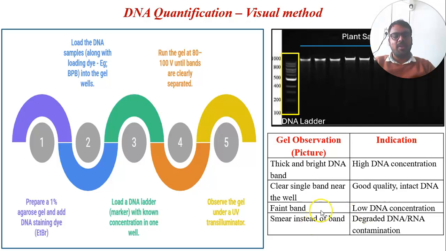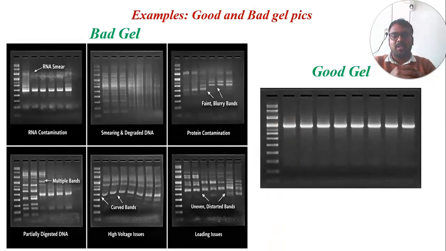Or else, if instead of a clear band, smear bands are observed, then we can say that there might be a chance of RNA contamination, or there might be a chance that the DNA is degraded. You can see in the next slides how the gel actually looks.